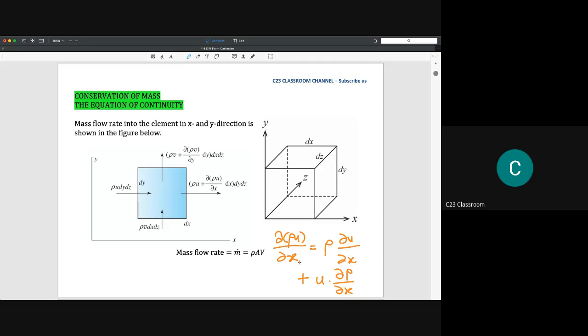The general idea might be that the change is 20% from the density and 80% from the velocity. The same idea goes for the y-axis. We have rho v dx dz, where dx and dz give the cross-sectional area. The v is the velocity along the y-axis, and rho is the density. Then we write the same idea for the outlet: rho v plus del rho v over del y, dy meaning the change along the y-axis, and dx dz is the cross-sectional area.